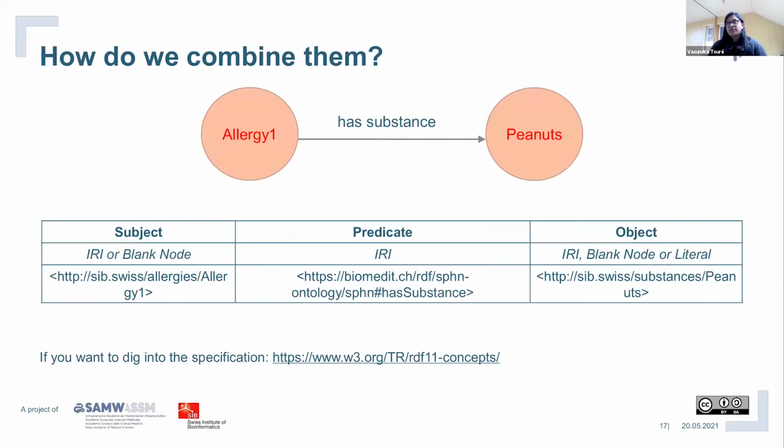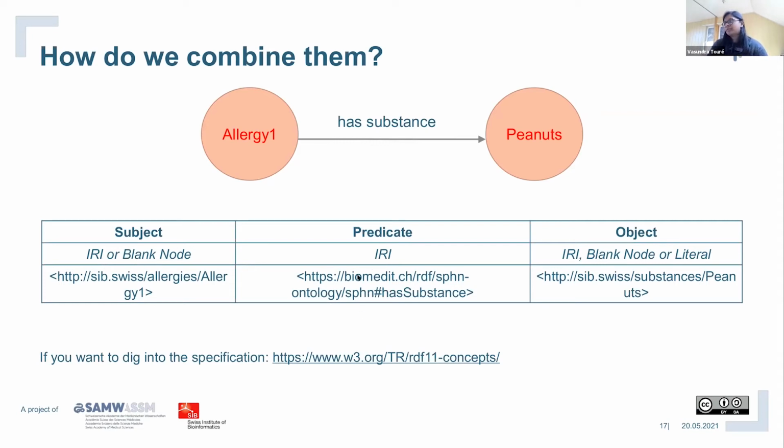So now that we know the types of elements that we can have in RDF, how do we combine them with this atomic structure that I presented you before? So this subject, predicate, object, which also is called a triple in RDF. So this triple of information. In the case of a subject, you can either have an IRI or a blank node. In the case of a predicate, it's only an IRI that can be used.